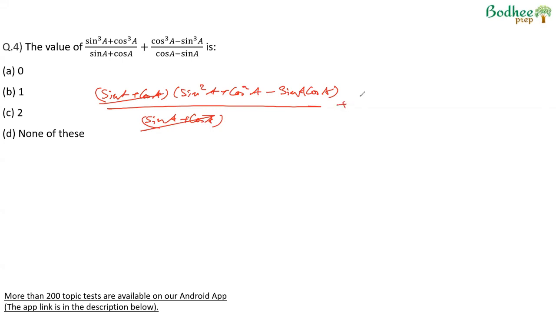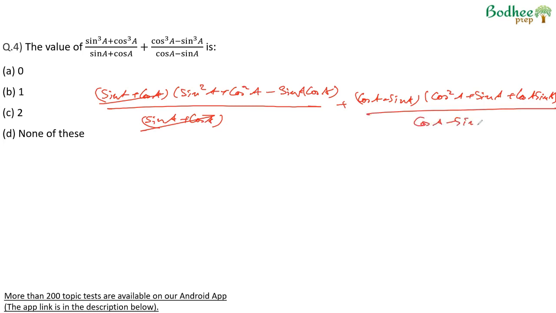Similarly, for the second one, a cube minus b cube is a minus b into a square plus b square plus ab, upon cos A minus sine A.